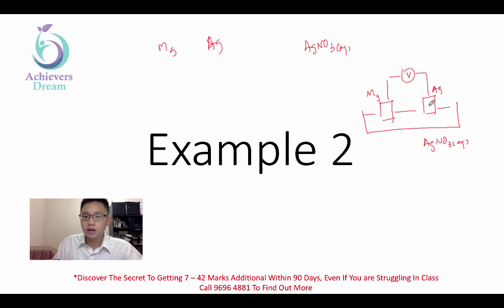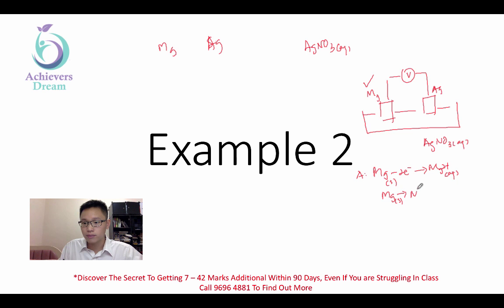AQ. Alright. So first ask yourself this question: who is the most reactive metal? Magnesium. So magnesium, being the anode, is going to lose electrons to give you Mg2+(aq), converted as Mg(s) to Mg2+(aq) plus 2e-. Alright, this is the first thing we're going to see. Magnesium is going to decrease in size. Okay, this is the first equation, first observation: decrease in size.